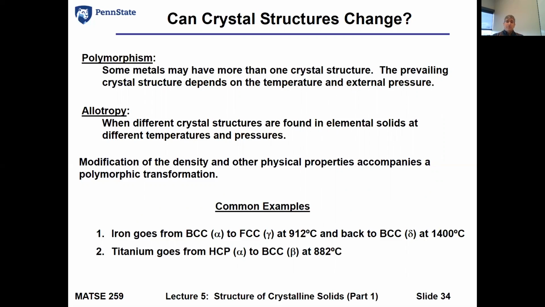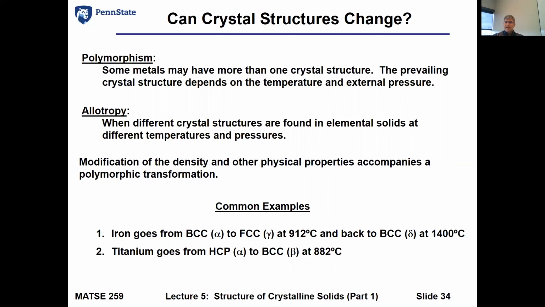They will change crystal structures, and some metals have more than one crystal structure. It's going to depend on temperature and external pressure. So some of them, even at the same temperature and pressure, can exhibit different crystal structures. This is called polymorphism. What we typically see that's much more common is allotropy. And this is where different crystal structures can exist in different elemental solids at different temperatures and pressures.